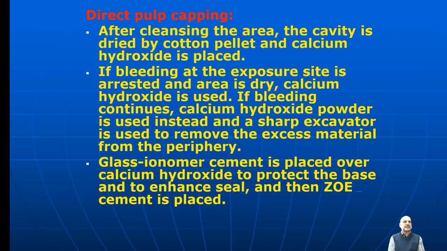Glass ionomer cement is placed over the calcium hydroxide to protect the base and to enhance the seal, and then zinc oxide cement is placed. Because the shortcoming of calcium hydroxide is that it has no sealing, we need to use glass ionomer cement to cover it, to enhance sealing and protect the calcium hydroxide from dissolution or resorption by any fluid, saliva, washing or other material.